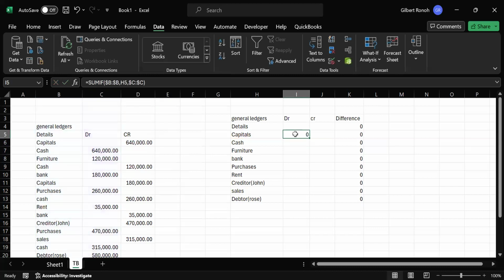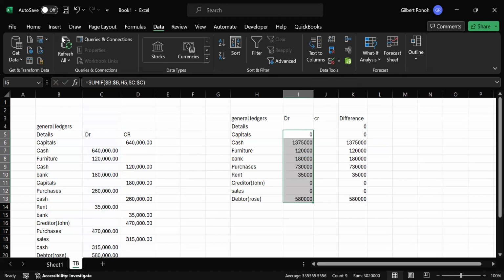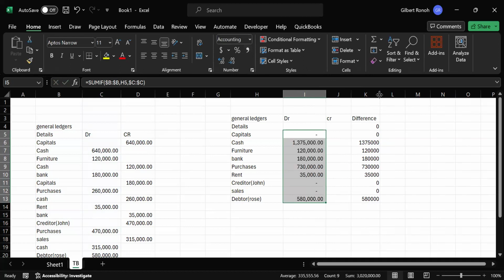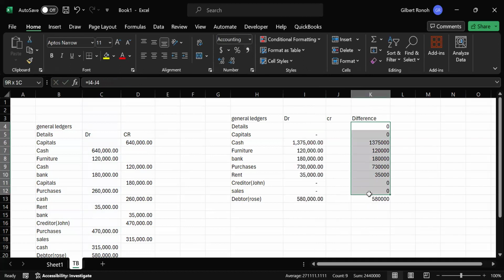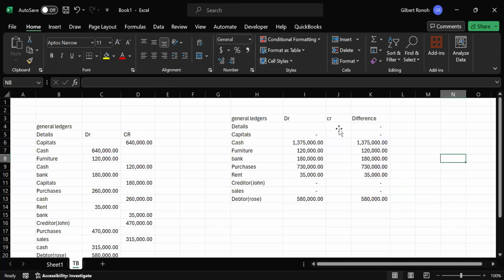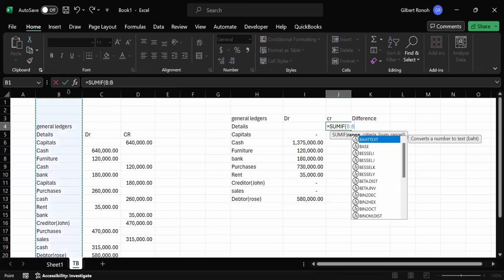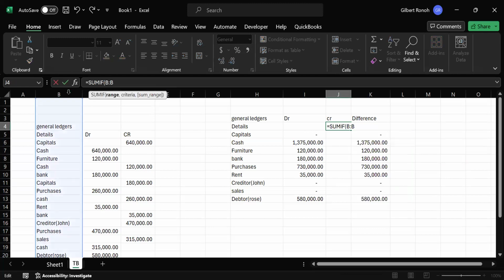So there is the debit. Drag it downward. I can put this one in 1,000 separator, with decimals. Then I can get the credit also using the same formula. SUMIF, the range is this one, I lock that with Shift F4, comma, the criteria.